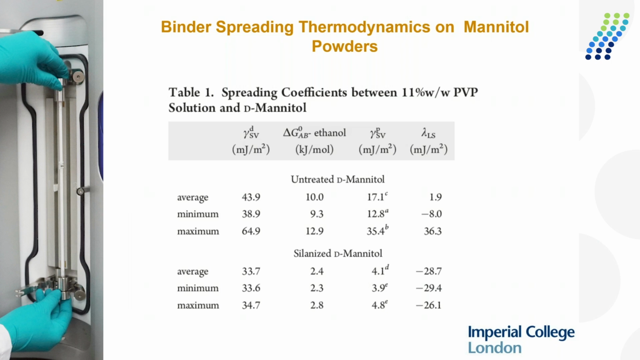So for the silanized material, this is our hydrophobic mannitol. For our hydrophobic material, we get -28. And -28 means that the PVP does not really want to wet that surface. Well, it's a hydrophobic surface, so you would expect that. But we see here, for the untreated material, the normal mannitol you'd buy, we get 1.9 positive. What that means is that the PVP solutions wish to actually spread on that surface. So this is a measure saying that the hydrophilic material is very compatible with my binder solution, but the hydrophobic material is not very compatible.